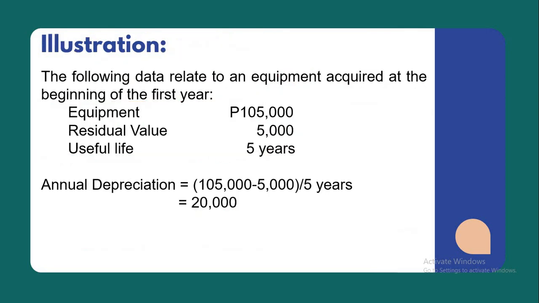So, for example, we have equipment at cost 105,000, residual value 5,000, and a useful life of 5 years. How much is the annual depreciation? We'll just deduct the 5,000 residual value from 105,000. So, the depreciable amount is 100,000. Divided by 5 years, therefore, the annual depreciation is 20,000.